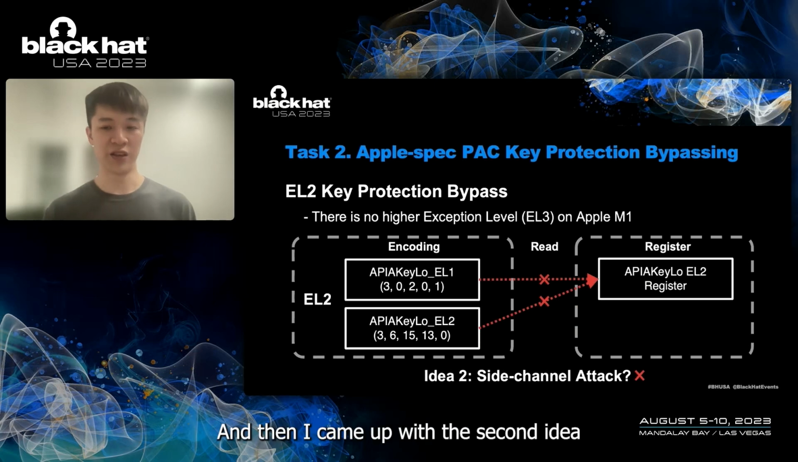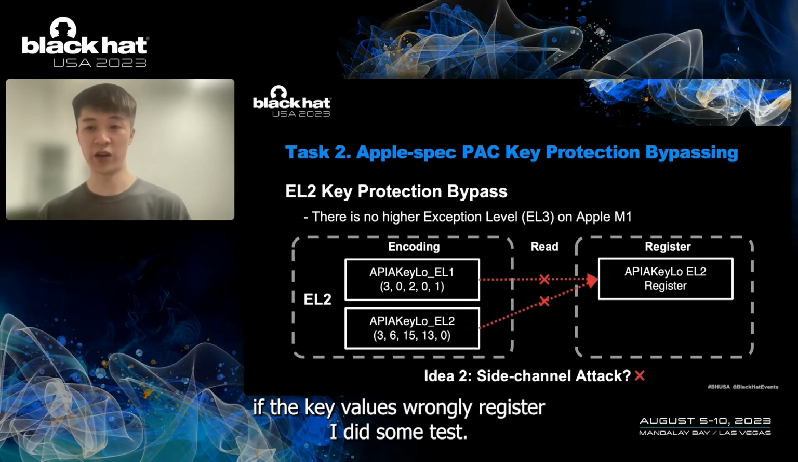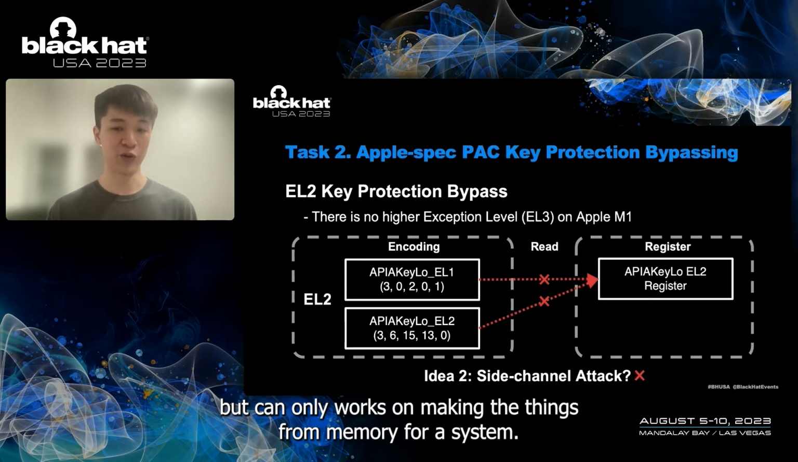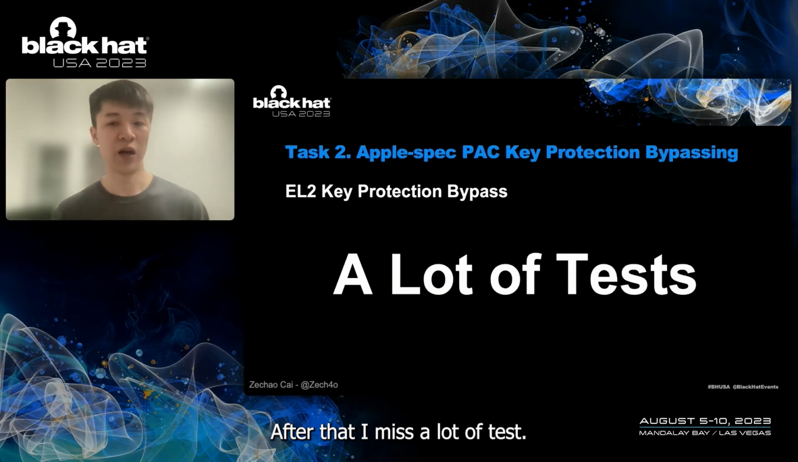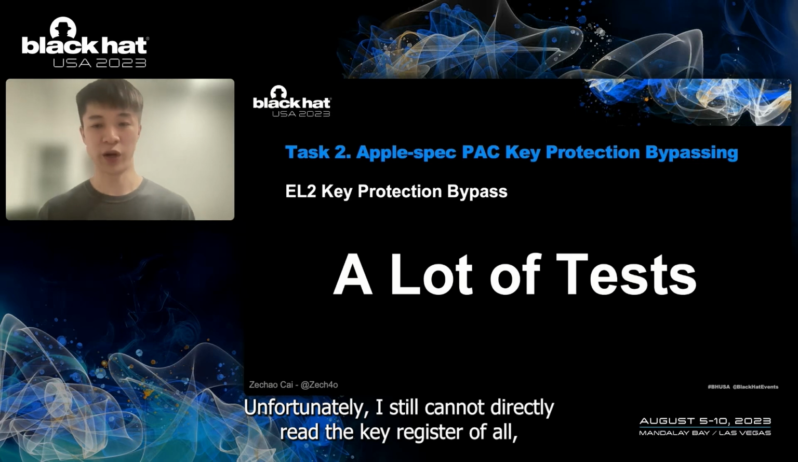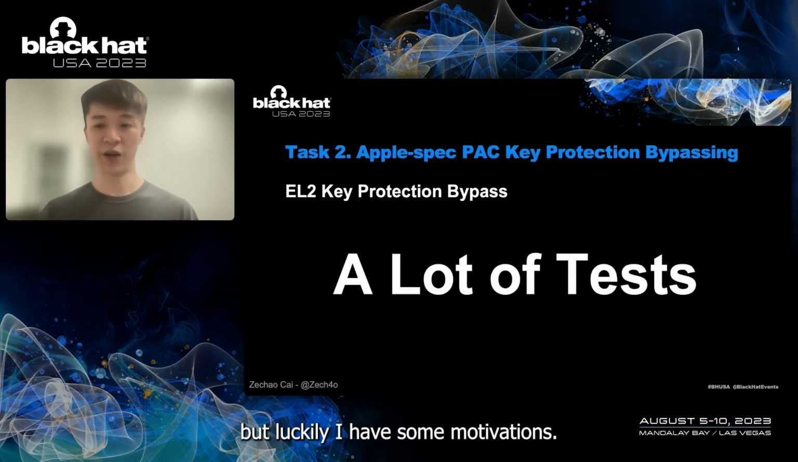And then I came up with the second idea: if I can use a side channel attack to leak the key values from the register. I did some tests. I found that the side channel attack works on 8.1, but it can only work for leaking things from memory. For the system registers, it fails. After that, I did a lot of tests. Unfortunately, I still cannot directly read the key register out. But luckily, I have some observations.